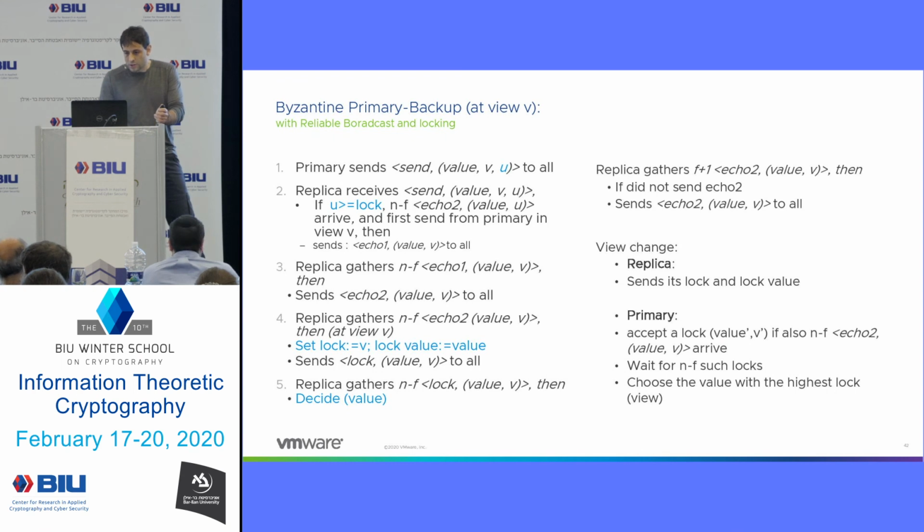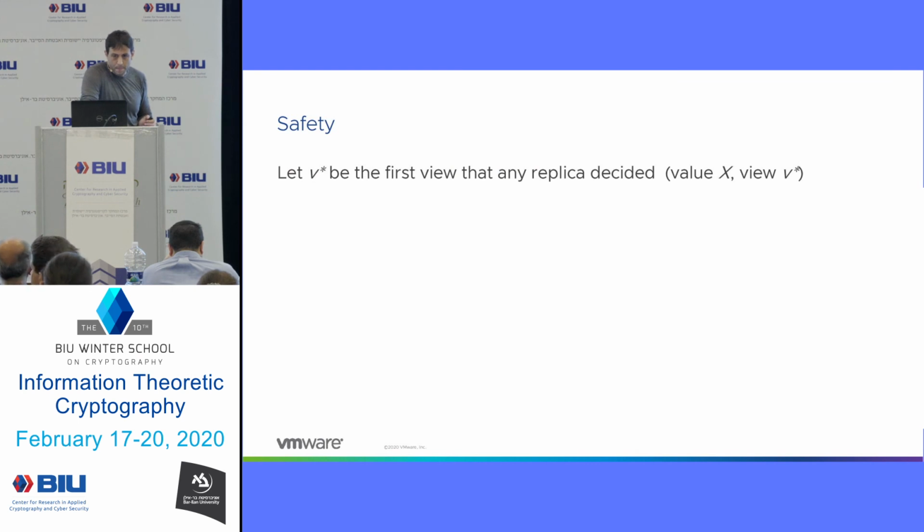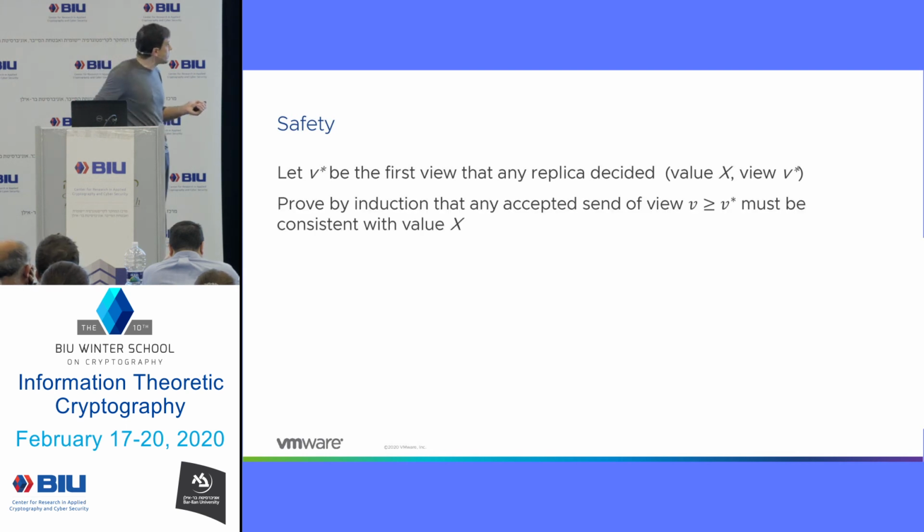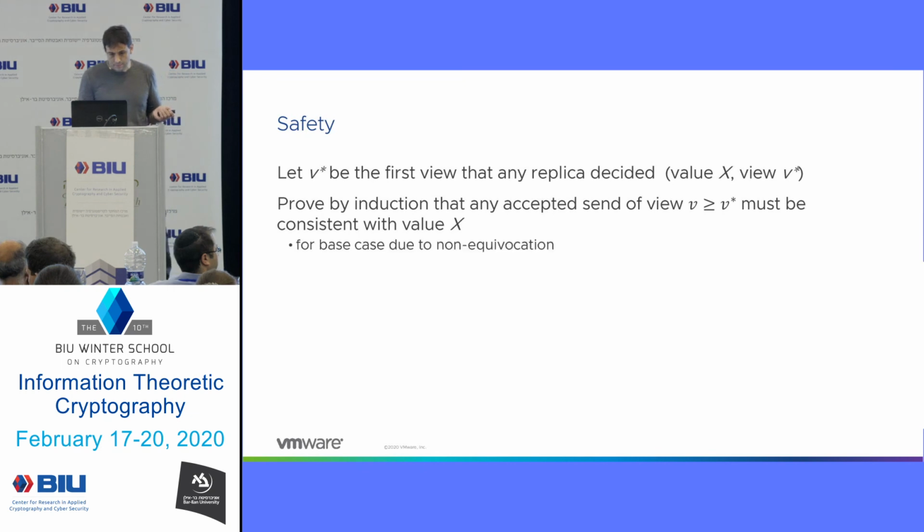So what we're going to do now is go over the safety argument. The safety argument is going to be, again, very similar to the omission failure safety argument, where we look at the first view where any non-faulty replica decides. Let's say this is view v star, and the value is x. And what we'd like to do is prove that any replica for any later view must adopt the same value as the value that was decided in v star. So it's exactly the same argument.